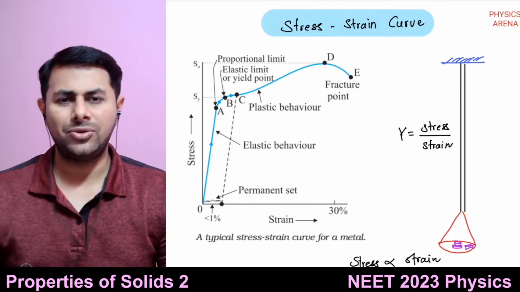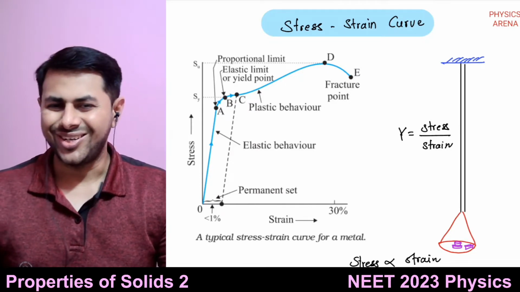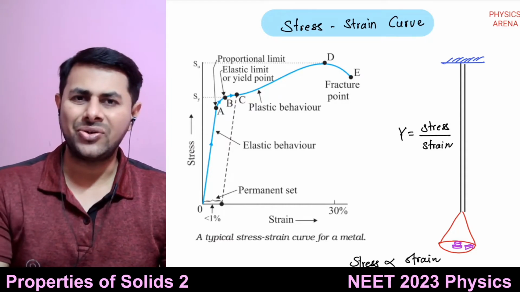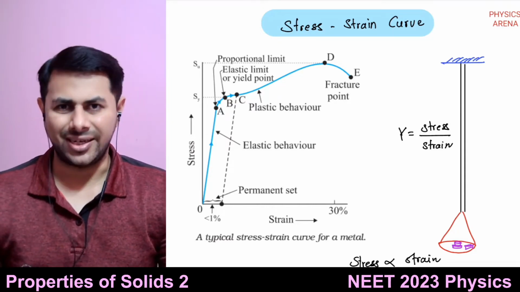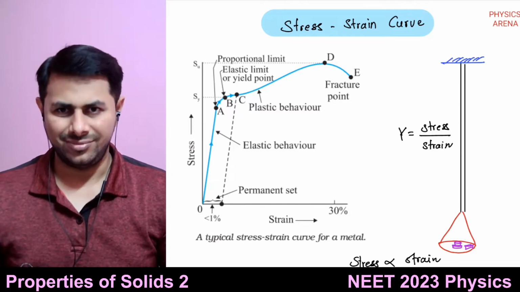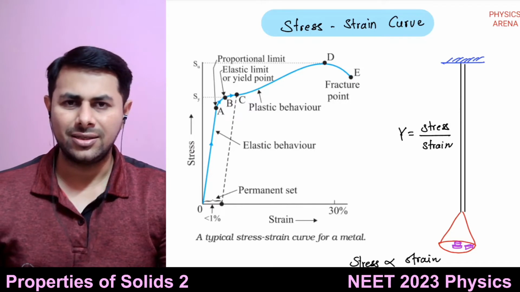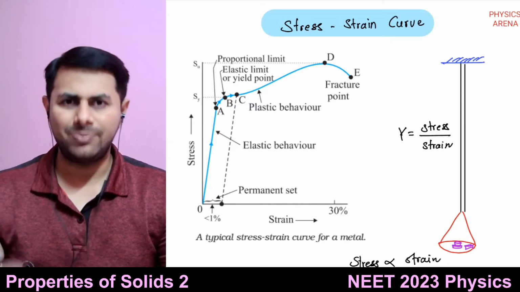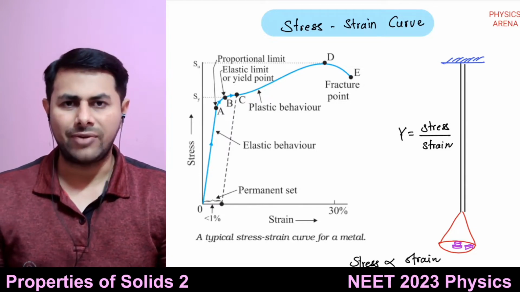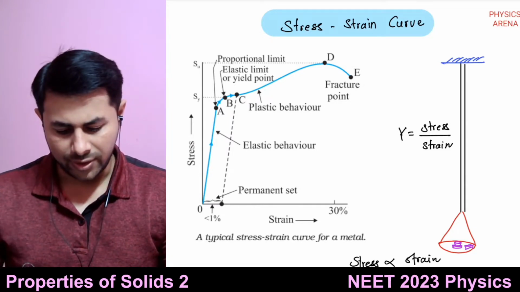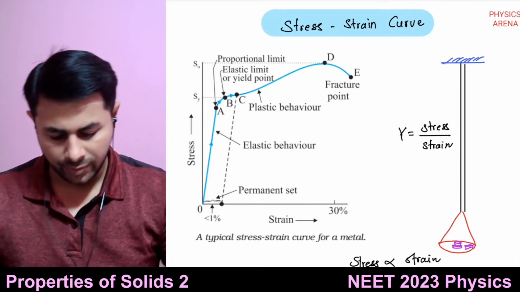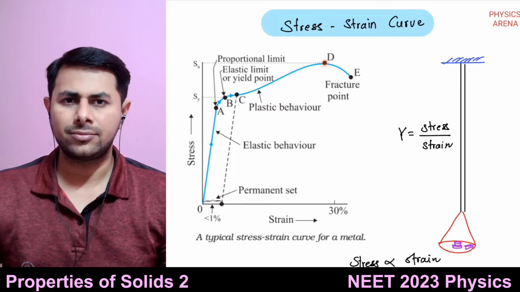Why is it known as plastic flow? It's because the wire is not going to regain its original length. That permanent deformation will remain there, right? That's why it is known as plastic flow, and this behavior of the wire is known as plastic behavior. The wire is no longer elastic. All right, so you can keep on increasing the stress till this point D.